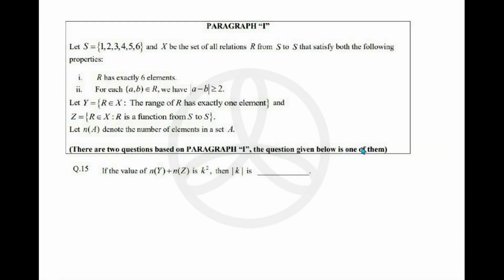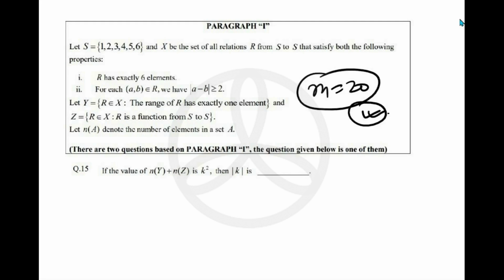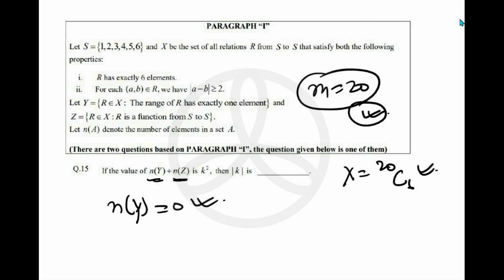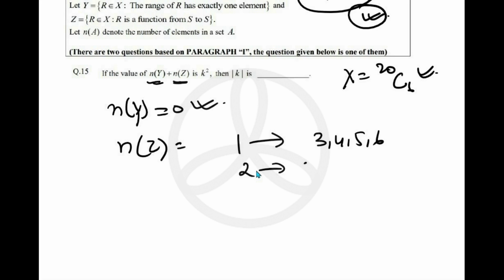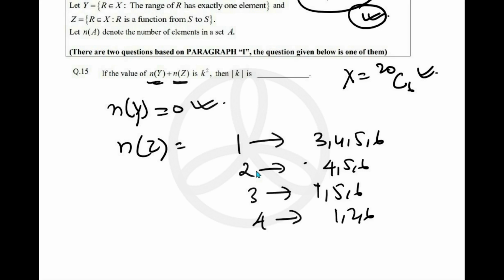In this case, we computed the total possibilities m is equal to 20, which means x is actually 20C6. Whatever condition is given, based on that, we count the total number of conditions that satisfy this. The first one is 0, and then we compute n(z) as 1 will be 3, 4, 5, 6 as we computed earlier. 2 will be 4, 5, 6. 3 will be 1, 5, 6.